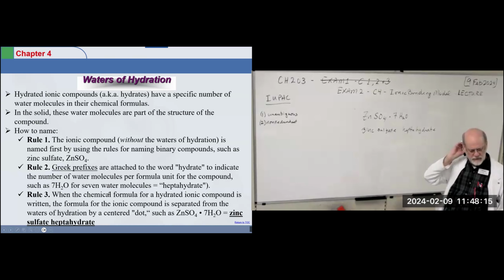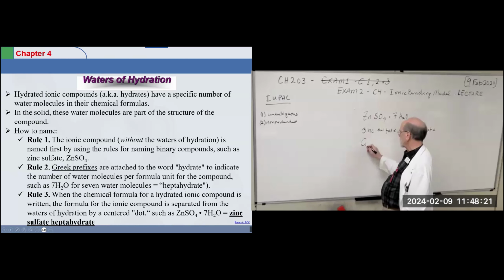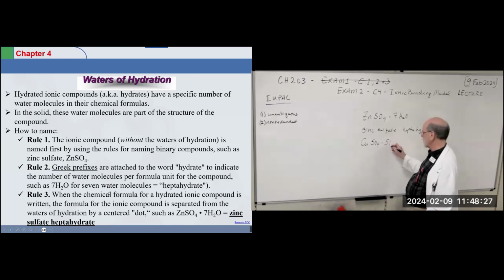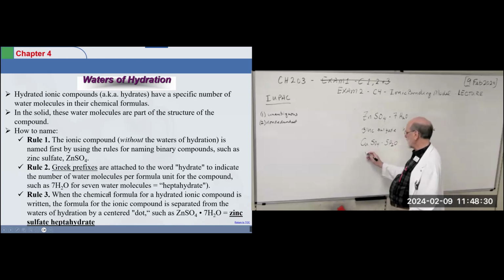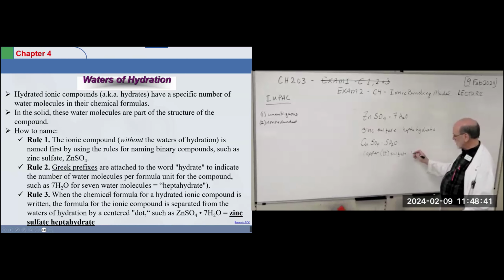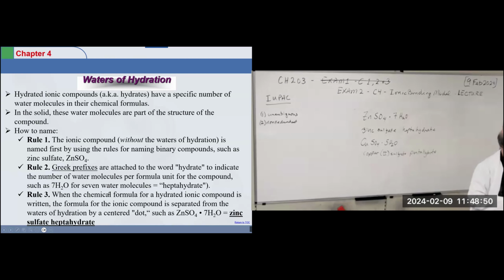I had my 2-semester chemistry class do a waters of hydration experiment, and we used copper sulfate. Actually, copper 2 sulfate with 5 waters. So this would be copper 2 sulfate, and it would be pentahydrate. Okay. All right. So that's all the naming conventions I've got for you now.